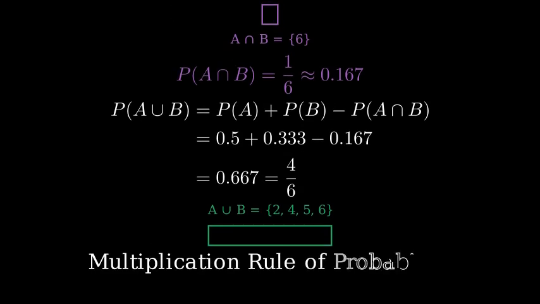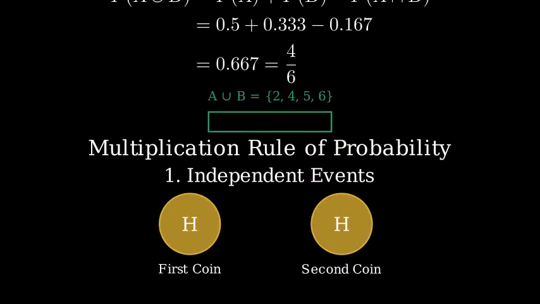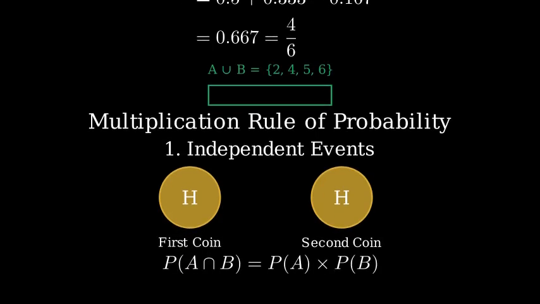Now, let's move on to the multiplication rule of probability. This rule helps us find the probability of both event A and event B occurring together. First, let's look at independent events. Two events are independent if the occurrence of one does not affect the probability of the other. For example, when flipping two coins, the outcome of the first flip doesn't affect the outcome of the second flip. For independent events, the multiplication rule is straightforward. The probability of both event A and event B occurring equals the product of their individual probabilities.